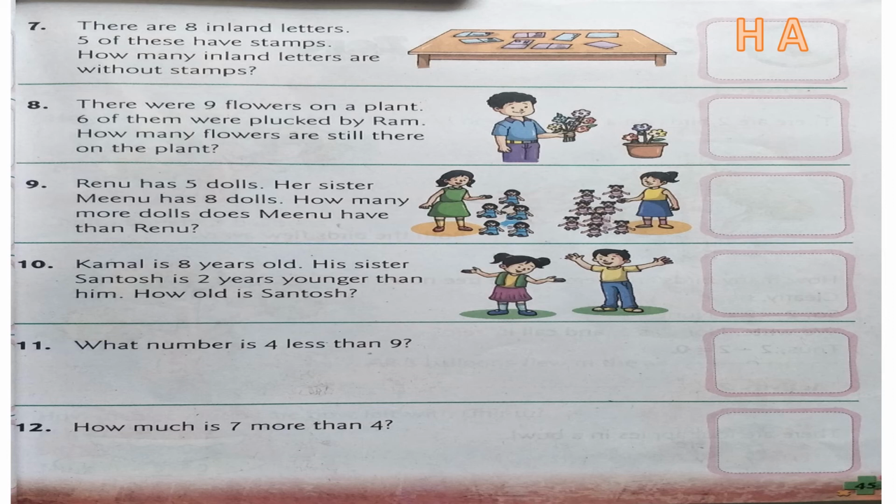So when you come to the 11th question, keep the bigger number in your mind, smaller number on your fingers. We have learnt it. Okay, you will do that. And when you come to the 12th question, how much is 7 more than 4? So keep the bigger number in your mind and the smaller number on your finger and solve it. Okay, we'll check for the answers in the next class.